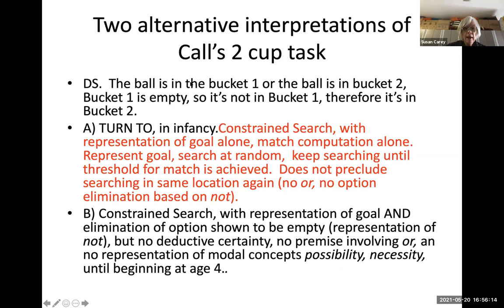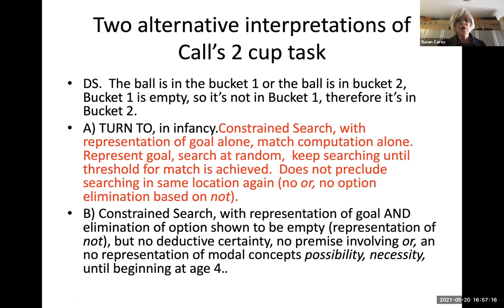So what I've argued is that in the preschool period there is strong evidence for option B here. There's a constrained search with the representation of the goal and the elimination of the option shown to be empty, but no deductive certainty, no premise involving or, no representations of the modal concepts possibility and necessity until beginning at age 4, okay? But now let's go back to infancy. Is this the right interpretation of the infant deductive syllogism experiments, or is this one possibly right? That there's a constrained search with the representation of goal alone and a match computation alone, right? So you search at random, you keep searching until the threshold for a match is achieved. The signature of this is that it doesn't preclude searching in the same location again, right?